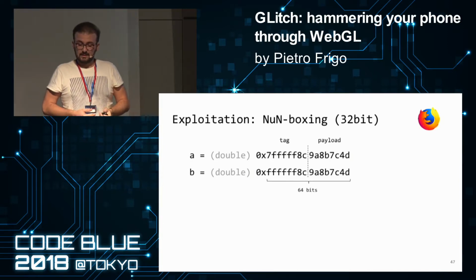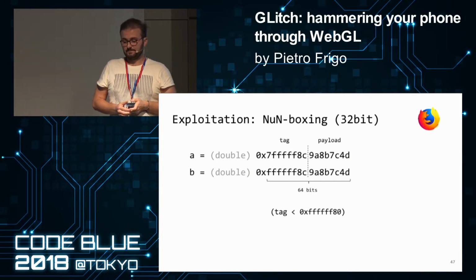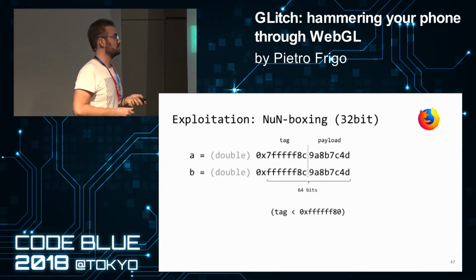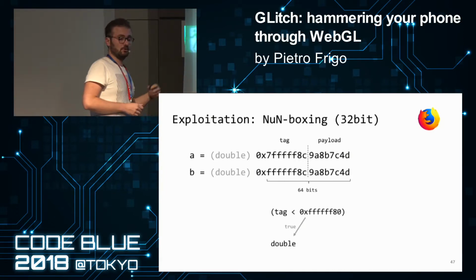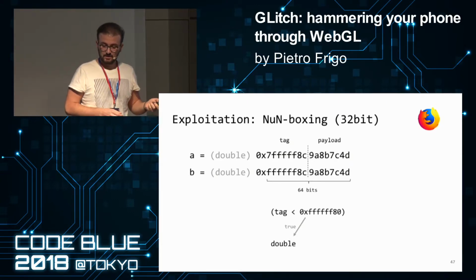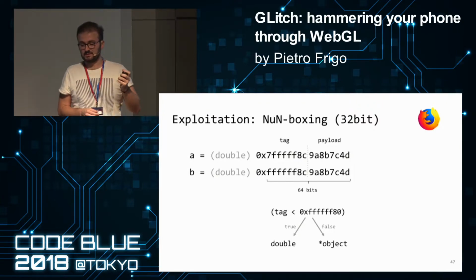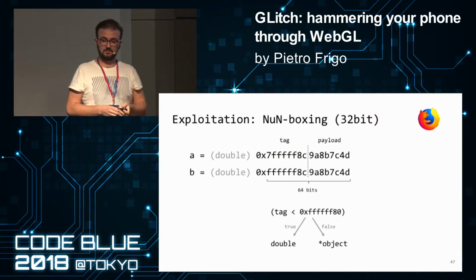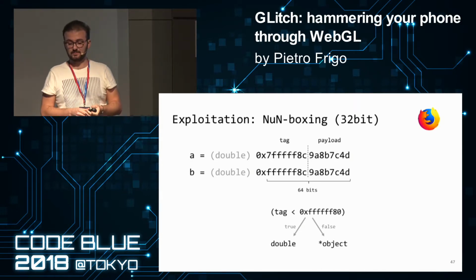And what they do is they check the tag. And if the tag is less than a threshold value, which is this one in case of Firefox 32 bits, the whole 64 bits is going to be considered as a double number. Whereas if the tag is bigger than that value, the payload is going to be considered as a pointer.